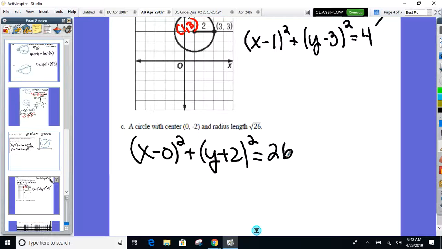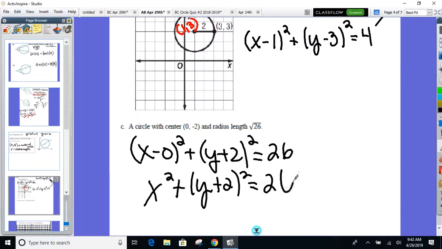Chances are, if this is a multiple choice question, you're not going to see that as an answer, because they're going to clean this up right here. Anybody clean that up? X minus 0? X. Okay, so you'll see this instead. If you don't see anything with the x, that means the coordinate is 0.